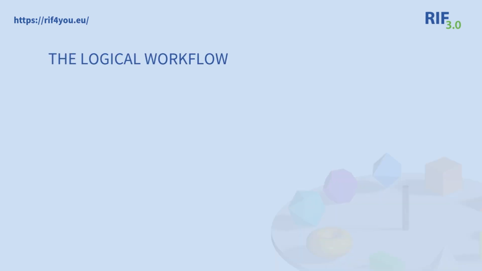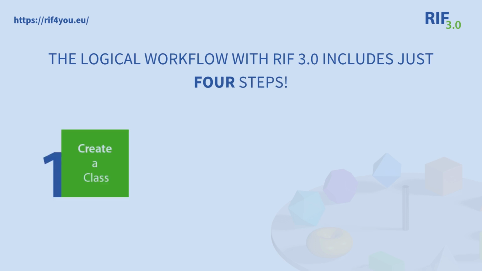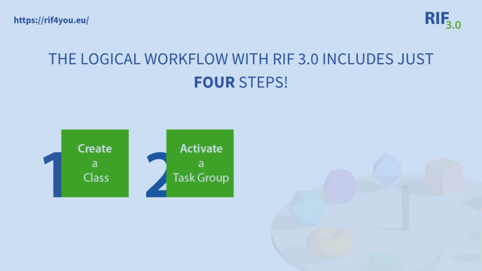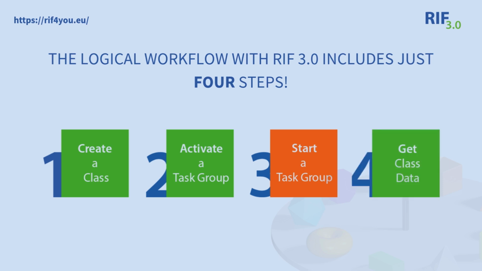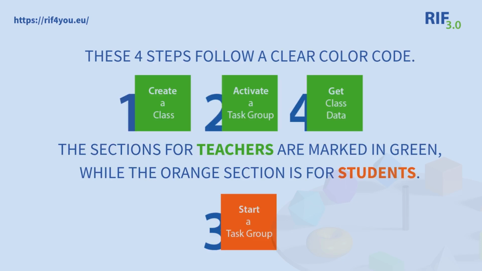RIF 3.0 follows a simple workflow with just 4 steps. Step 1. Create a class. Step 2. Activate a task group. Step 3. Start a task group. And Step 4. Get class data. These 4 steps follow a clear color code. Green for teachers and orange for students.